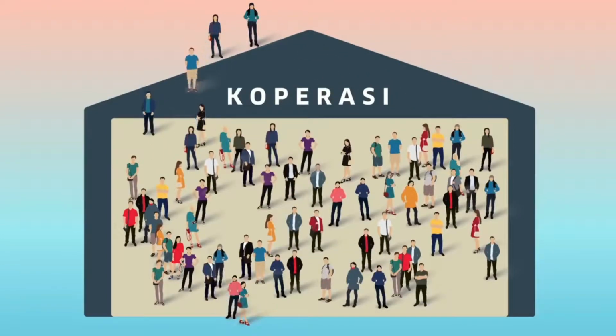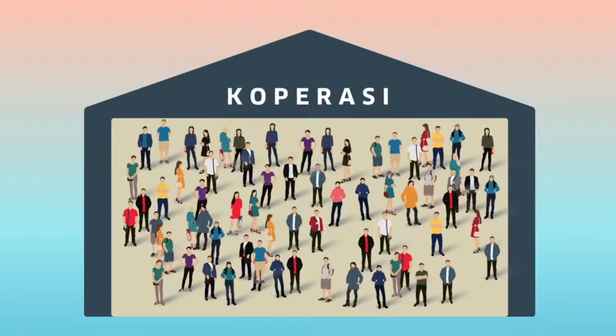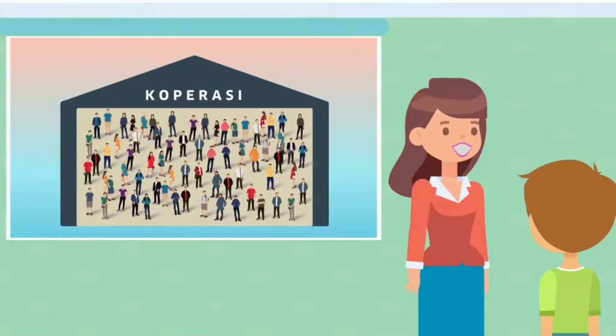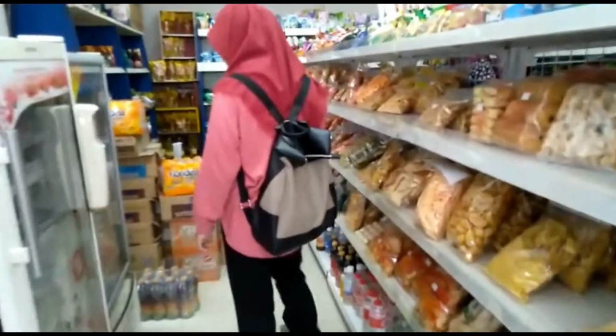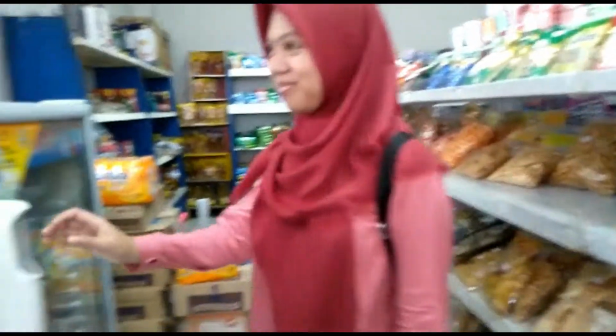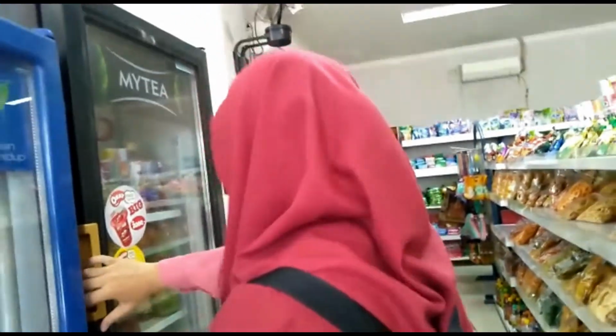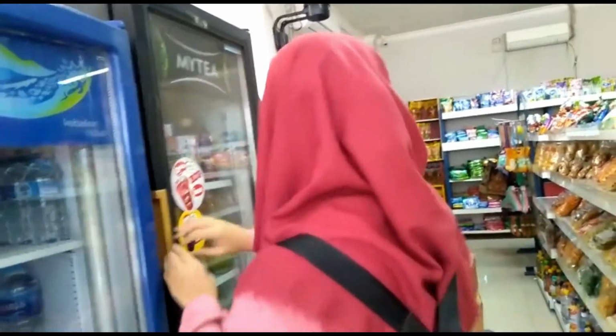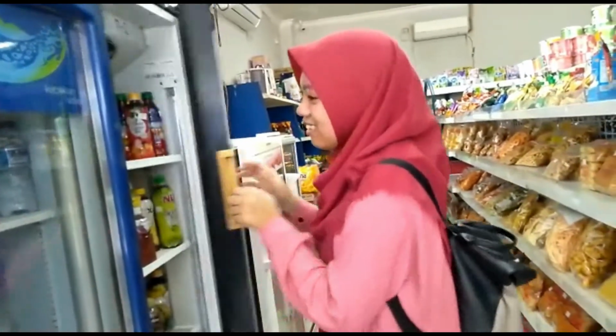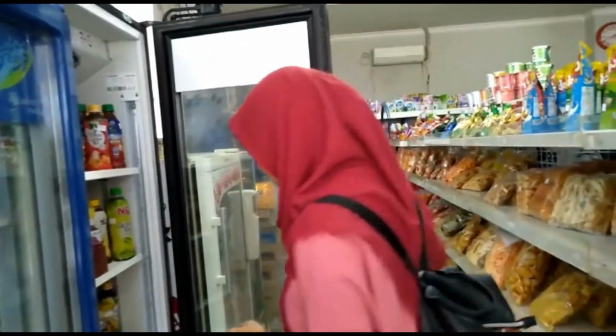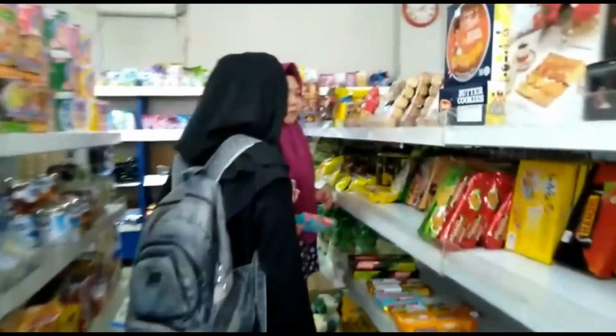The first, to improve the lives of members of the cooperative and the surrounding communities. The second, to help the lives of the members of the cooperative in economic terms. The third, assist the government in creating a just and prosperous society. The fourth, cooperatives participate in building a national economic order.